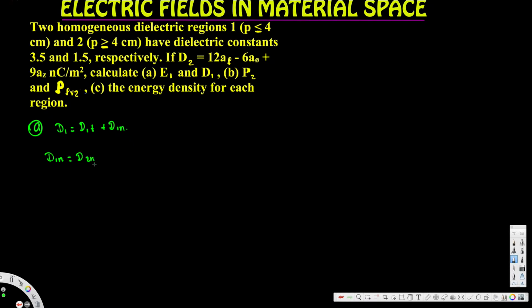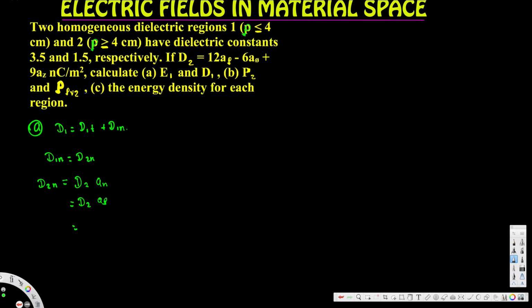Okay, and then D2N is what? Since they have mentioned the direction is only in the rho axis, rho is less than or equal to 4, and this is rho is greater than or equal to 4. So this N is actually rho. So D2N is D2 in the A N direction. Since N is rho, we can write this one as D2 in the A rho direction.